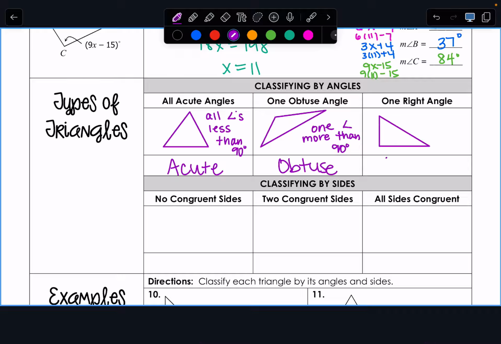And then if I have one angle that is 90 degrees exactly, we have a right triangle. So any triangle can be classified in one of these three categories. Look at the angles. Do we have an acute, obtuse, or right triangle? Now, we can also classify our triangle by its sides.